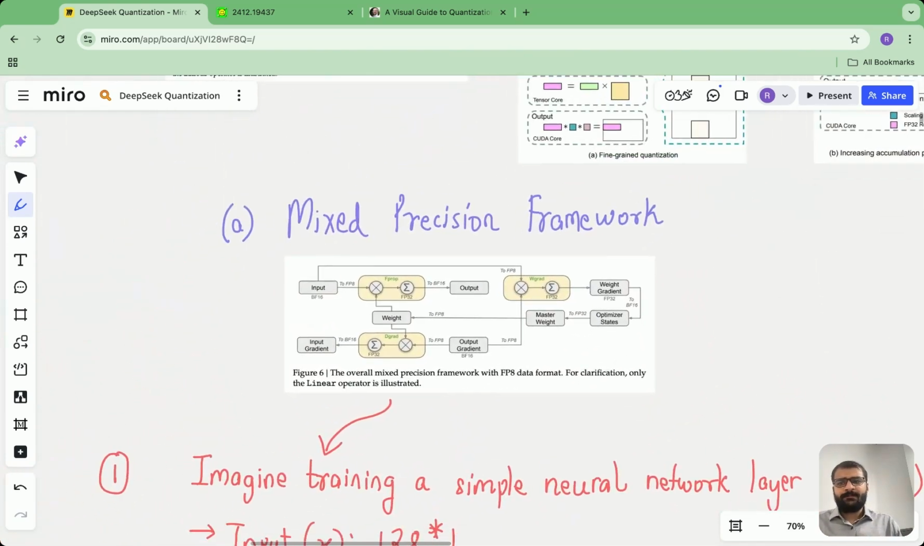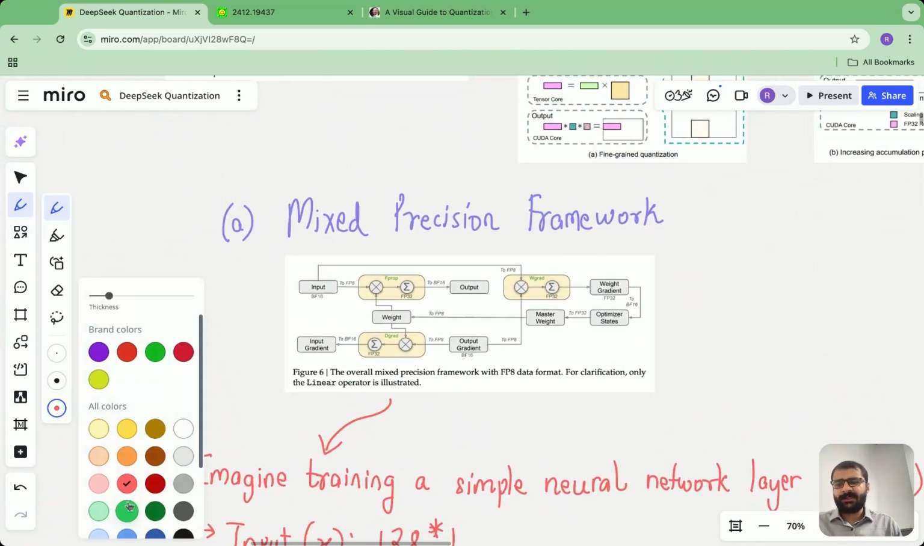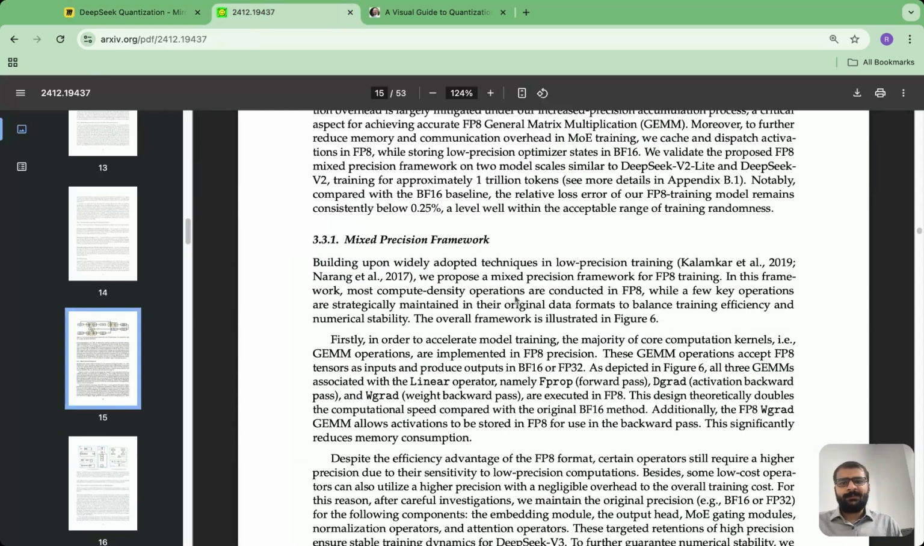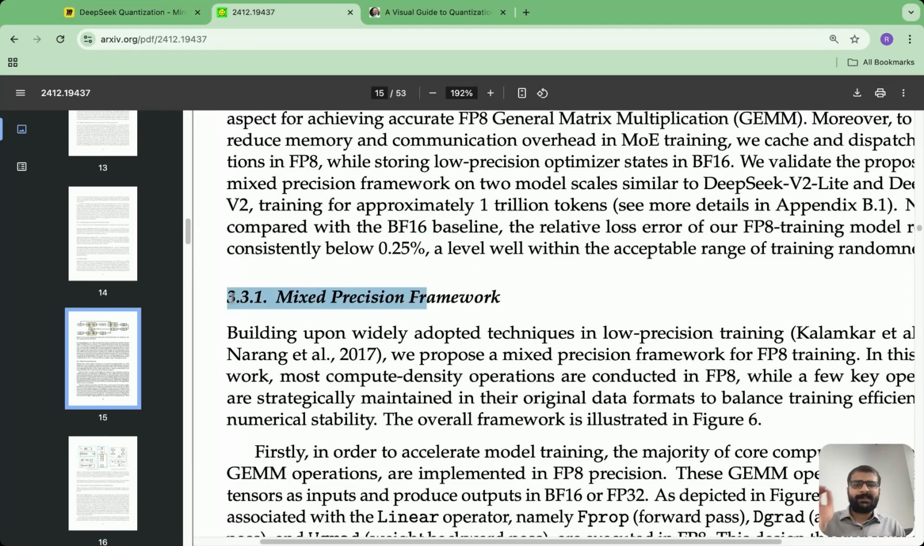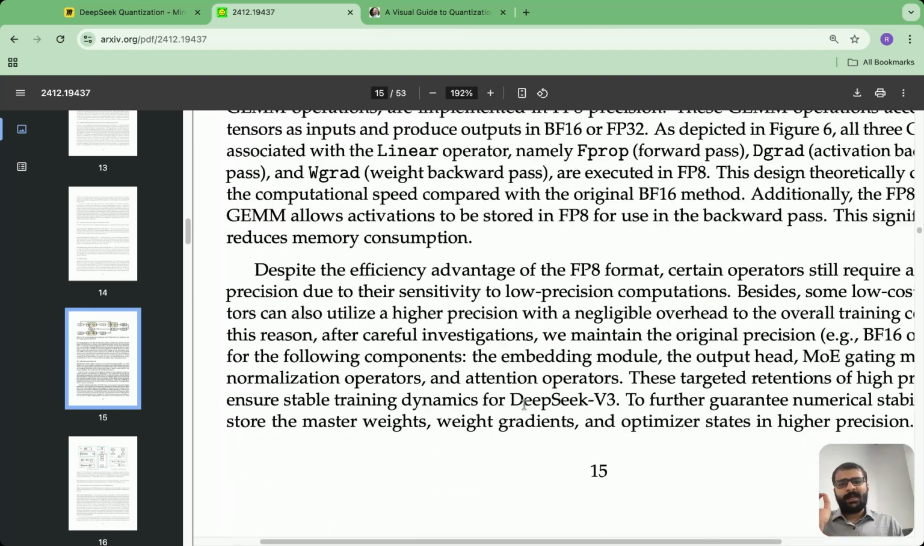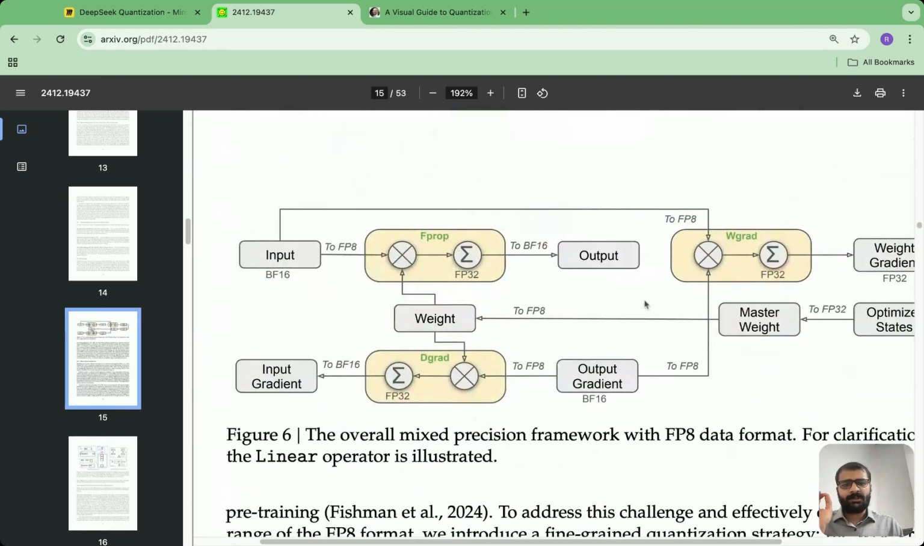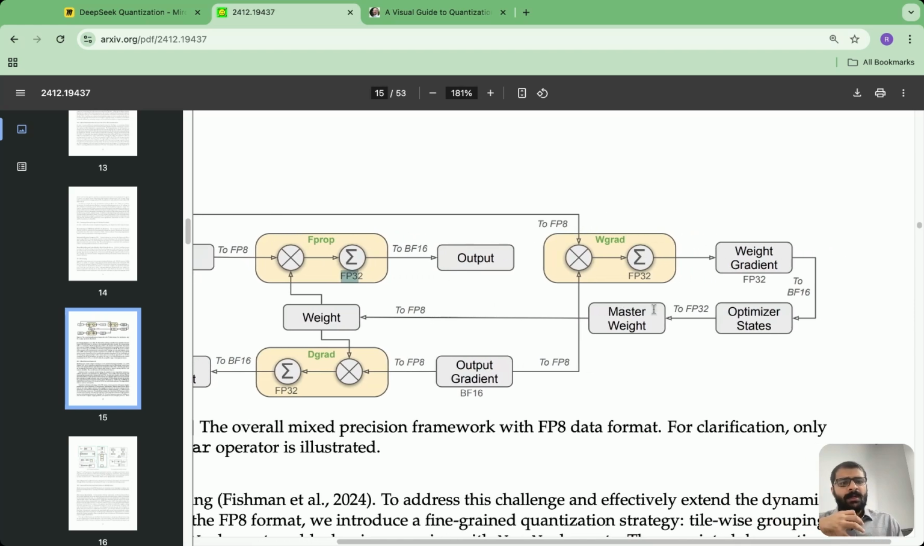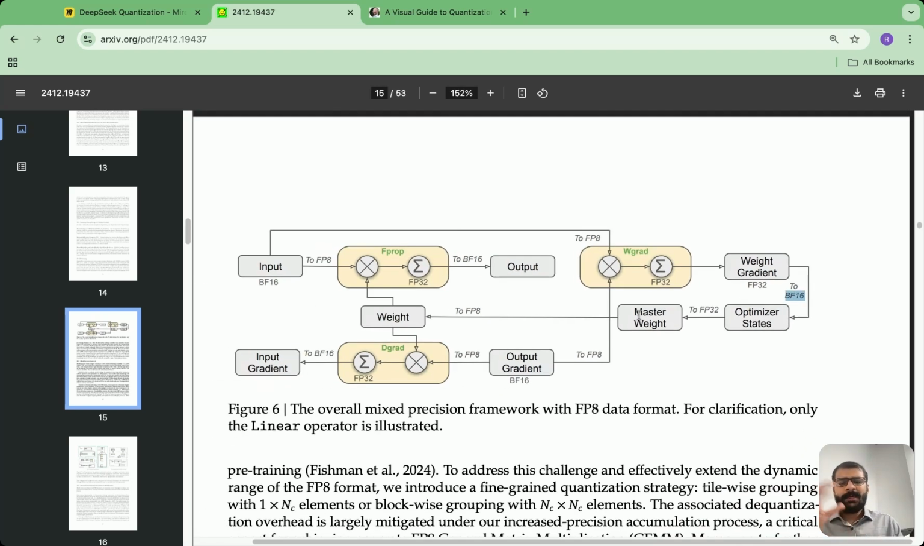So let's get started with the first major concept which DeepSeek implemented, and that's something called the mixed precision framework. If you look at the DeepSeek paper, they have the mixed precision framework in section 3.3.1, and they have a schematic corresponding to this, which looks like here. Now, based on the introduction which I gave you, you'll already understand FP8, BF16, so floating point 8, brain float 16, floating point 32, etc. But now let me explain to you what this F prop means, what this D grad means, what W grad means, etc.